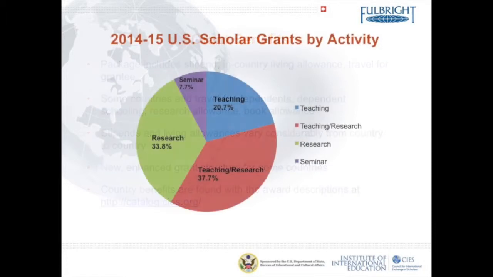This is to give you a visual snapshot of what our grantees are working on. I mentioned earlier that the 3 different types of grants through Fulbright are teaching, research, and teaching research. In recent years, we've seen the most growth in the teaching/research category. Generally, I think the perception about Fulbright is that, like I said, you need to be a full professor and you need to be able to commit for a whole academic year.